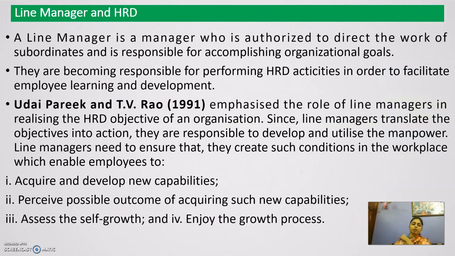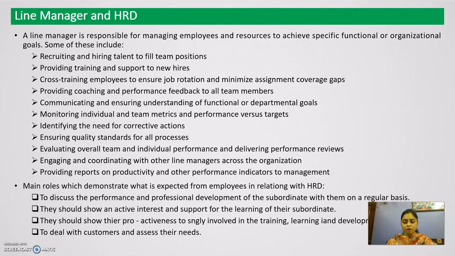Now next is line manager and human resource development. A line manager is authorized to direct the work of subordinates, and is responsible for accomplishing organizational goals. Parikh and Rao in the year 1991 emphasized the role of line managers, and realized that for achievement of organizational goals, line managers play an important role. They translate the objectives into action. They are responsible for developing and utilizing the manpower. They also ensure that they create such conditions in the workplace that employees are able to acquire and develop new capabilities, perceive possible outcomes of acquiring such new capabilities, as well as assess their self growth and enjoy the growth process.